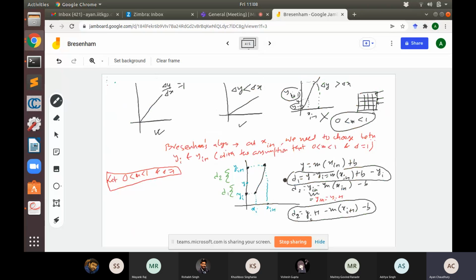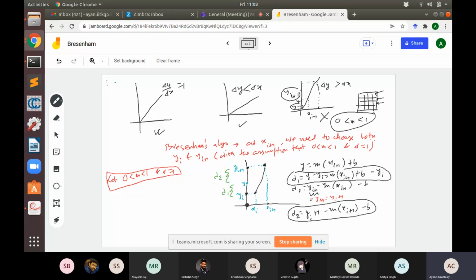And here we use the convention that d1 is the distance between our computed y value and the previous pixel, that means y and yi, and d2 is the distance between our computed value and the next pixel, that means y and yi plus 1. Then we try to fit d1 and d2 and find the expression. Basically the line equation is y is equal to mx plus b, so you simply put x is equal to xi plus 1 and eventually try to find the distance between y minus yi.